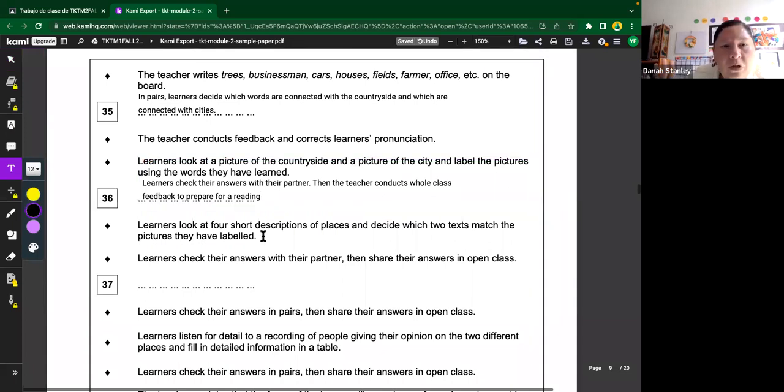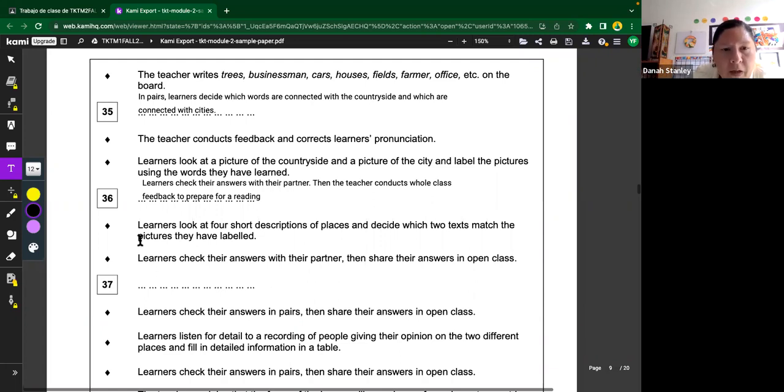Entonces, they look at the picture y they label the pictures. Luego, check their answers with a partner. A ver si lo pusieron, si lo levelaron bien. Y luego, the teacher conducts the whole class feedback to prepare for a reading.